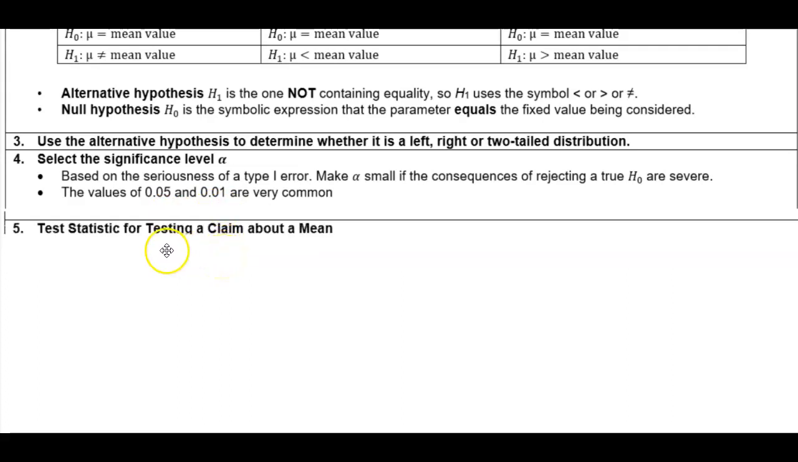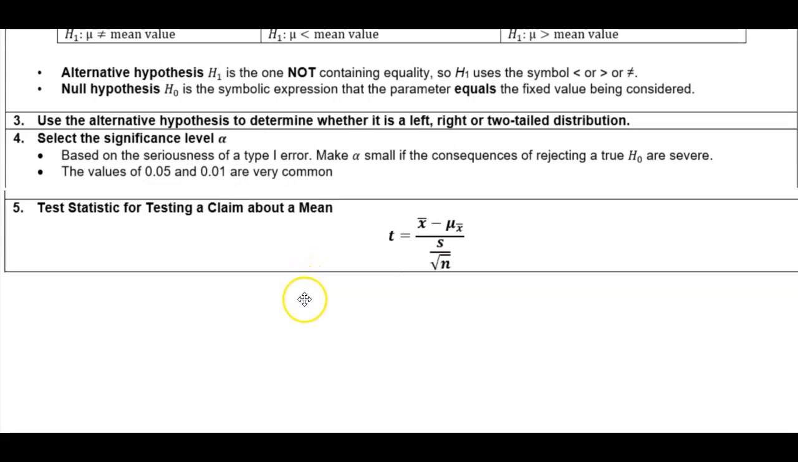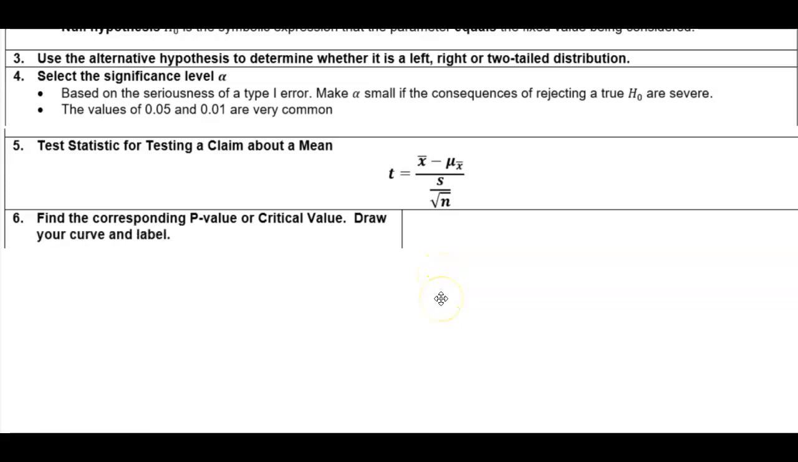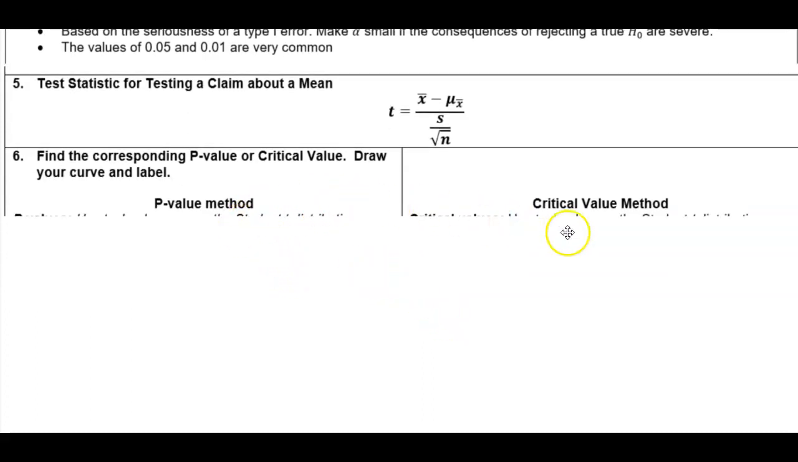Number five, the test statistic for testing a claim about a mean when the population standard deviation is not known. You're using the t-distribution. So t is going to equal the sample mean minus the population mean of the sample means, divided by the sample standard deviation divided by the square root of n, the sample size. Number six, you're going to find the corresponding p-value or critical value, then draw your curve and label. There are two methods, either the p-value method or the critical value method.